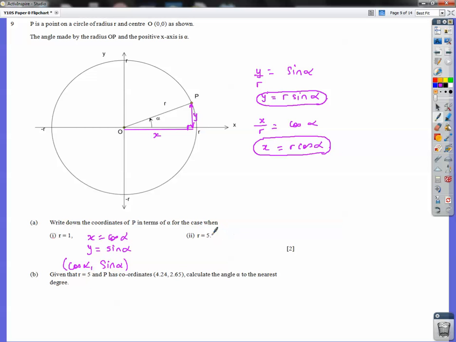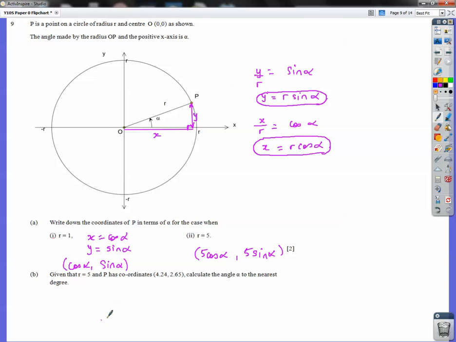And for r equals 5, x is 5 cos alpha, y equals 5 sine alpha. So writing this as an ordered pair, we write (5 cos alpha, 5 sine alpha), like that.